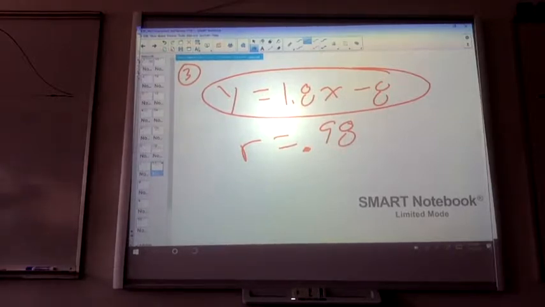Is 0.98 a pretty good R value? In that sense, do we have to write the R value? Yeah, it'll ask you what the R value is. So don't worry, I will make sure you have yours on the calculator though.